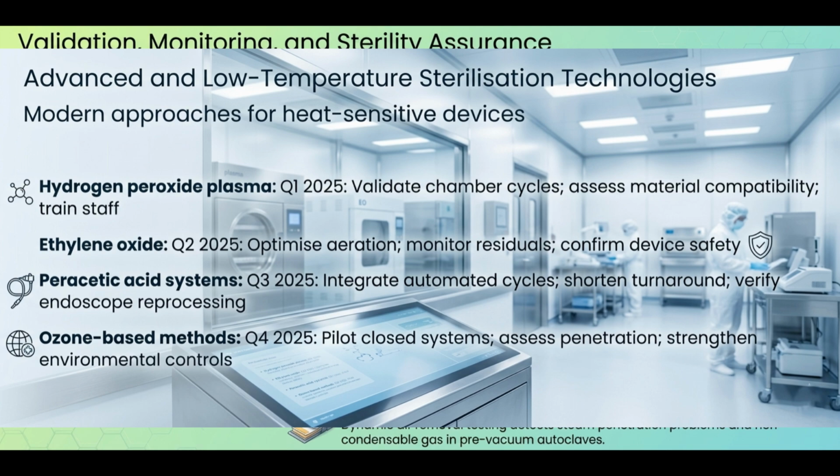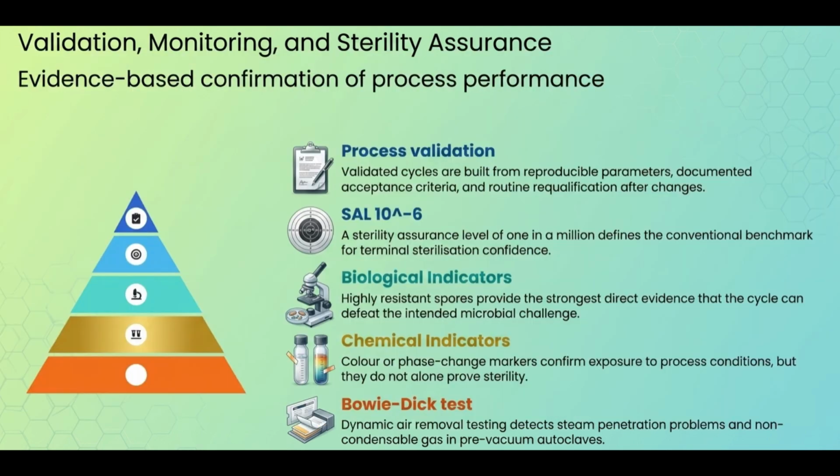Validation and quality. How do we know it worked? We use the sterility assurance level of 1 in a million as our benchmark. This is verified using a hierarchy of indicators, from physical parameters and chemical strips to the ultimate proof, biological indicators.